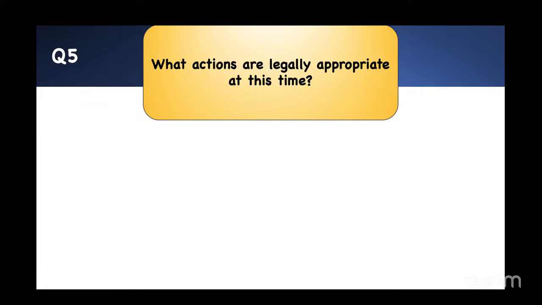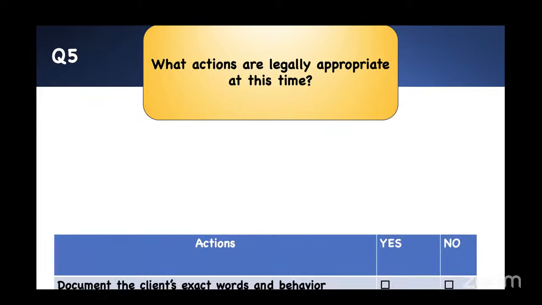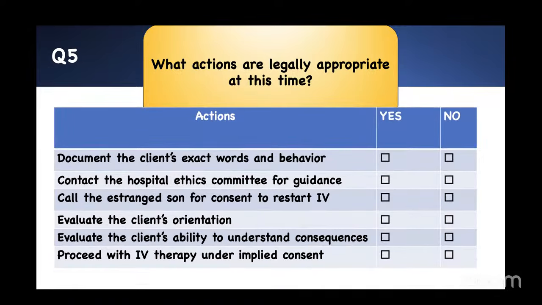What actions are legally appropriate at this time? So what should you do next now? I give you the options. Is each action appropriate or not? Document the client's exact words and behavior. Do you think it's an appropriate thing to do? Contact the hospital ethics committee for guidance. Should you do that? He refuses. You think he may have capacity. You've got to assess that. Call the estranged son for consent. His son that is estranged.